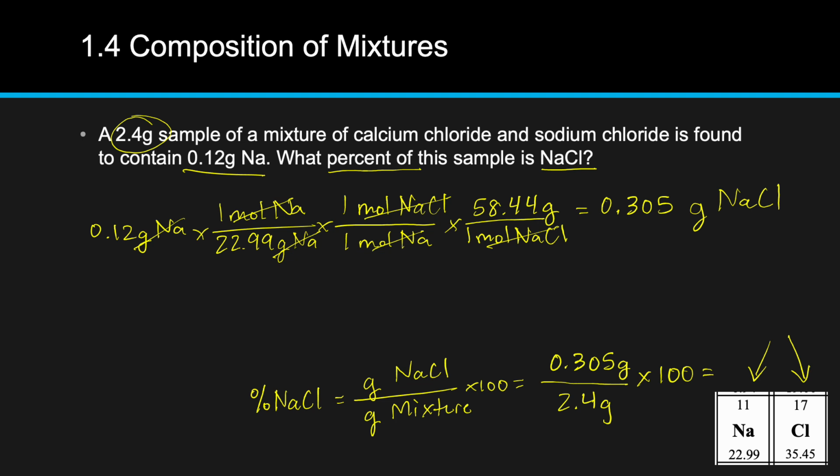And for my answer, I get 0.127 times 100, which would give me 12.7% NaCl. However, 2.4 and 0.12 are both 2 sig figs, so that would actually round up to 13% NaCl.